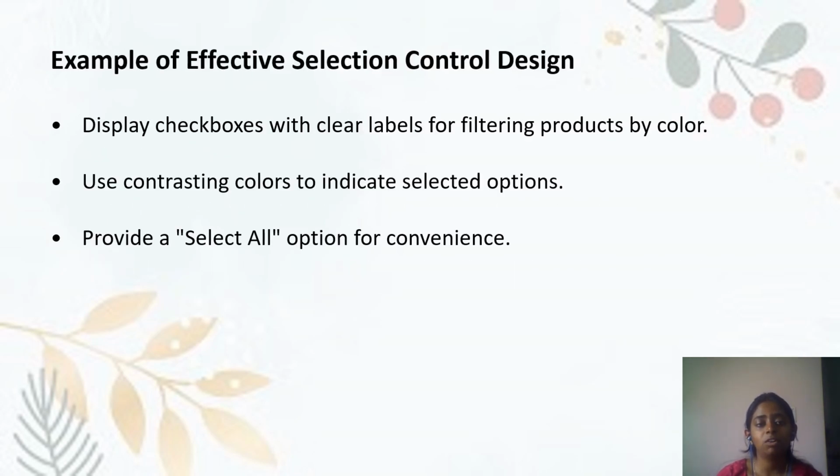Next we have an example of effective selection control design. Display checkboxes with clear labels for filtering products by color. Use contrasting colors to indicate selected options. Provide a select all option for convenience. Sometimes when we are using checkboxes, suppose there are five options. Checkboxes are used for selecting multiple options. So if the user wants to select all the options, instead of clicking 5 times, if they have an option called select all, it would be more convenient for the users. It will save time. And for the labels we can use different colors and highlight them for a more convenient and better experience.